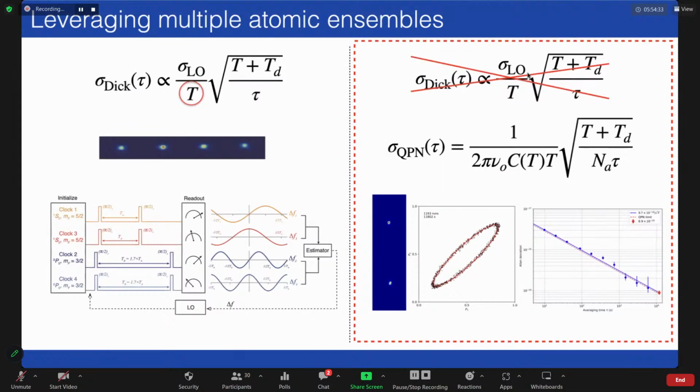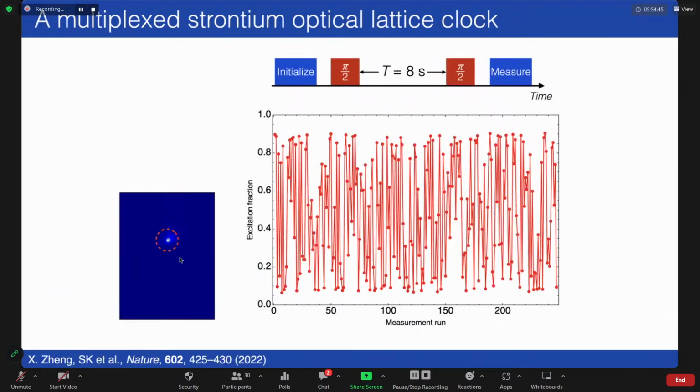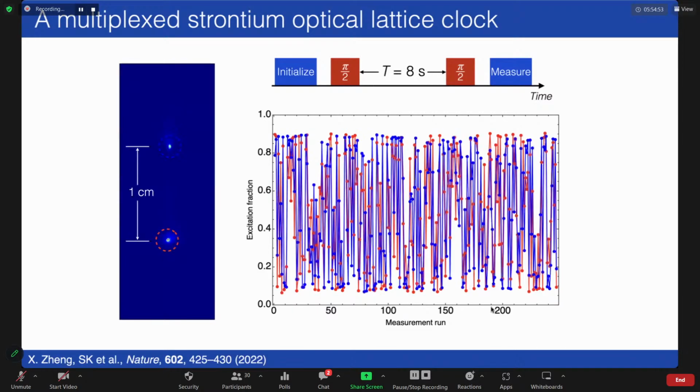But in the remaining couple of minutes, I just want to quickly tell you about some results that we had before we had these results, where instead we use differential comparisons between these clocks. The idea here is we're probing our ensembles with the same clock laser, so we can probe way beyond the coherence time. Here we go out for 8 seconds, and you can see the outcome is completely random, but we have 2 ensembles, and if we look at the outcomes of the 2 ensembles, they're actually highly correlated.